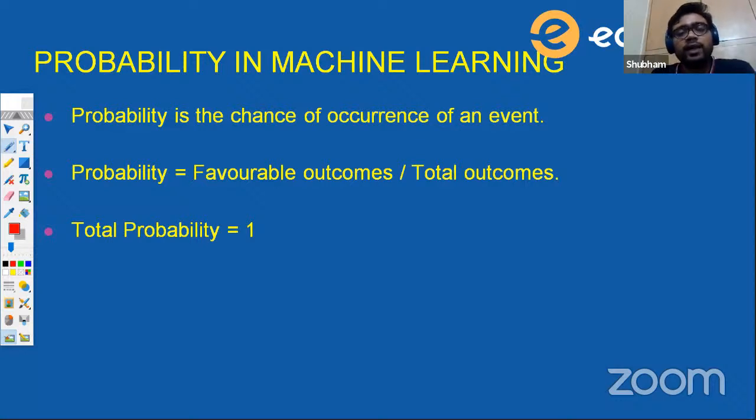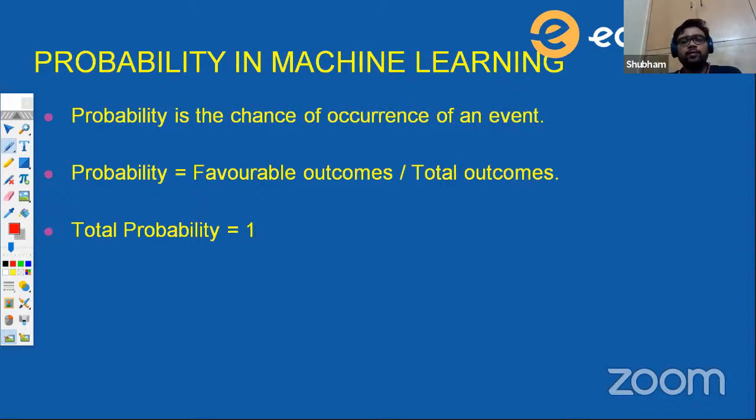So at the very last level, when we are at the prediction level, when we are predicting the outcome, at that point of time we require probability. This is the reason why probability is very important in machine learning, and understanding probability is also important. So let's try and understand what exactly probability is.